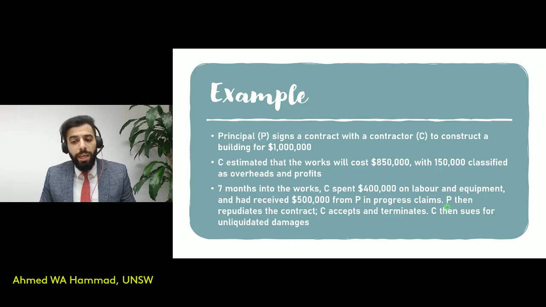Now P, in this case, decides to repudiate the contract. C accepts and terminates the contract. C then sues P for unliquidated damages. What are the amounts that C can sue P for?